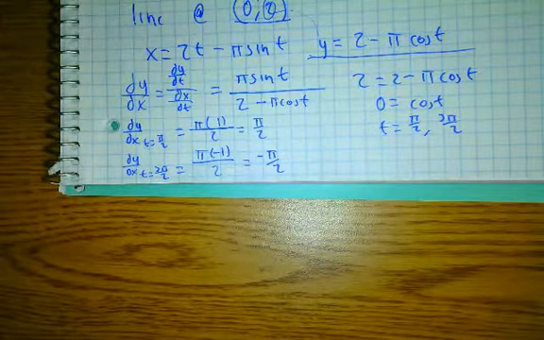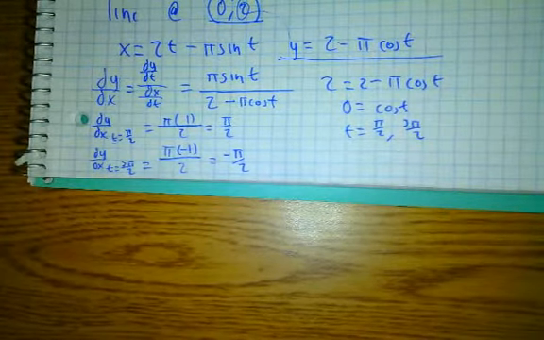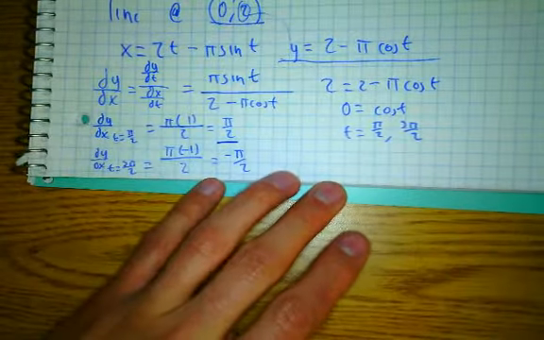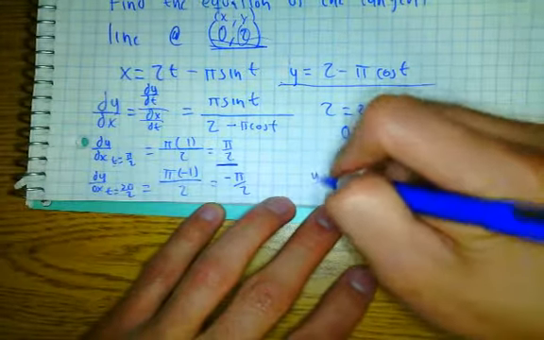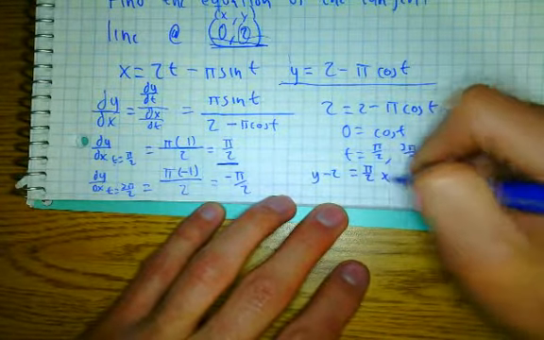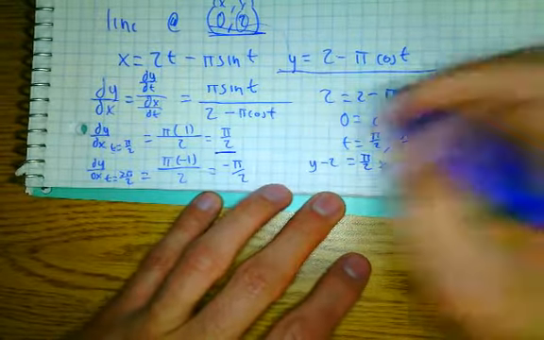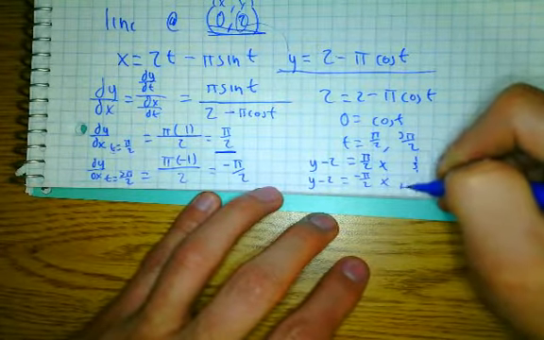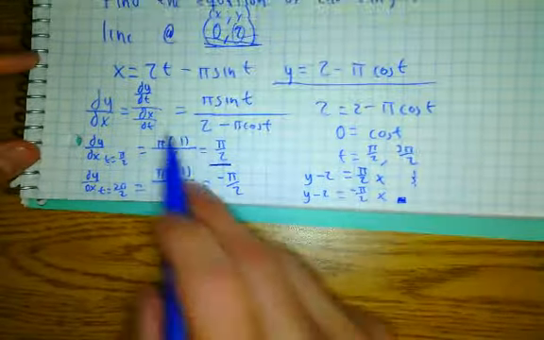So let's answer the actual question. The question was, what is the tangent line? So we have two different tangent lines. We have a tangent line with this as a slope and this as the point, right? 0, 2. So if you remember, that would be y minus the y value, 2, is equal to pi over 2 times x minus 0, which is just x, so we're going to leave it like that. And we also have the equation y minus 2 equals negative pi over 2 x. And that right there would be the answer for what is the tangent line of this set of parametric equations at this point.